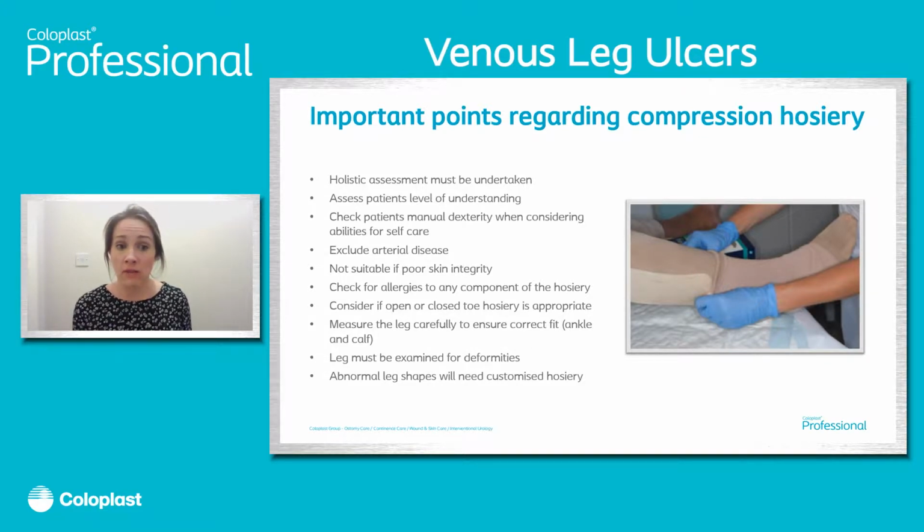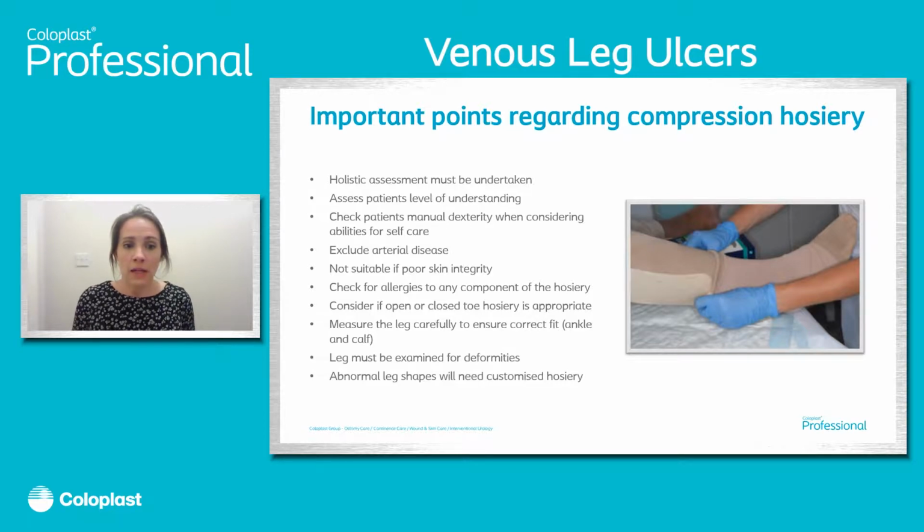But we need to take into account each patient as an individual and complete that holistic assessment and regular reassessment. We need to exclude any arterial disease so that we know that we're not going to cause any further arterial compromise. And we need to check the person's overall skin integrity. Will the compression hosiery cause a problem? And trauma wounds, for example, if their skin is very thin and fragile. Consider open toe hosiery for somebody if they like to have their toes exposed. Is that an option for them? Is that something that we can support them with? And making sure that we're taking the correct measurements based on the guidance from the manufacturer of whichever compression hosiery you're looking to provide this patient with.